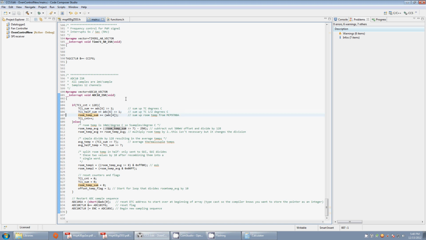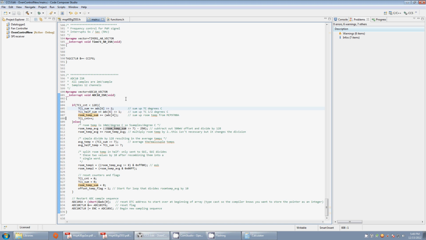The last thing that we do is we sum up all of our room temperature samples. And so here we haven't messed with the offset or anything. We're literally just taking the value at 2 millivolts per sample, and we're storing that number of samples from the microchip temperature sensor into this room temp sum. And so we sum all 3 of these up 128 times.